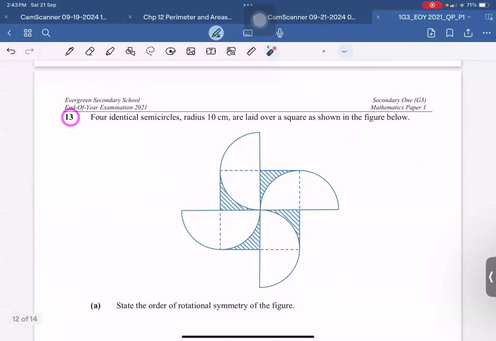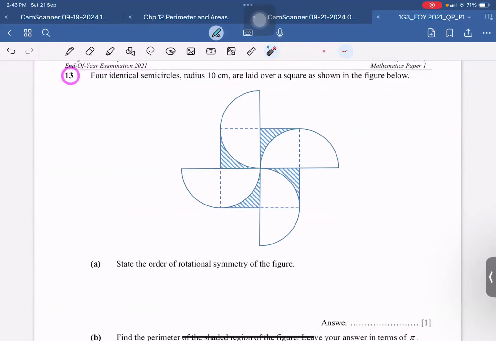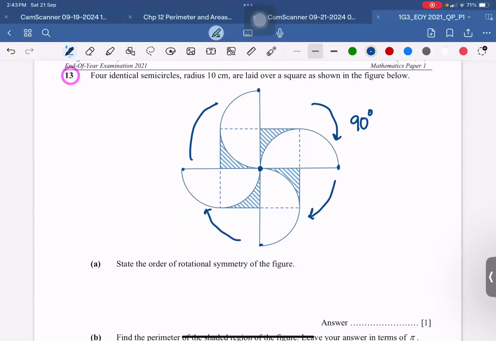Should I do question 13? Write down the order of rotation symmetry for this one. This is my center. You notice there are 4 sharp blades over here. If I turn 90 degrees, I will see the same pattern again. 1 time, 2 times, 3 times, 4 times. So when I turn a full 360 degrees, I get to see the same picture over here 4 times. So the order of rotation symmetry will be order 4.